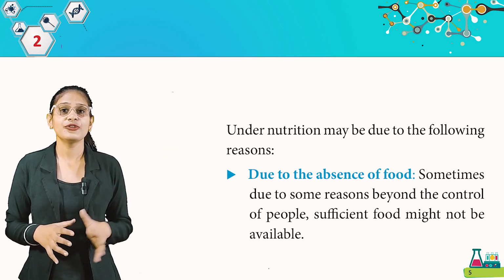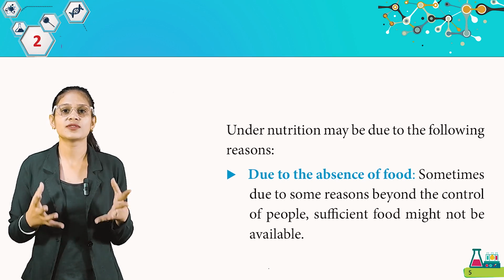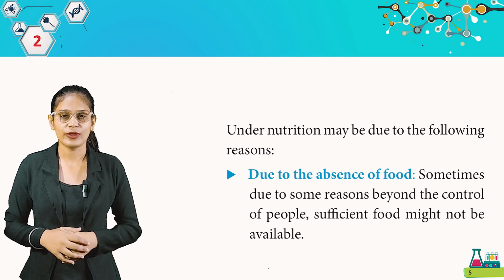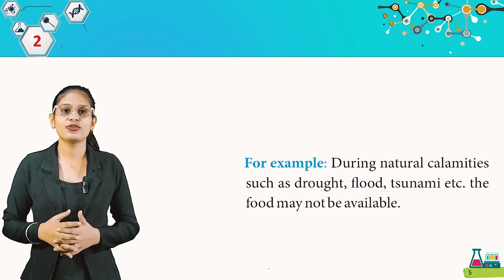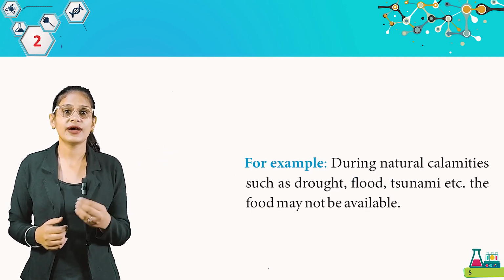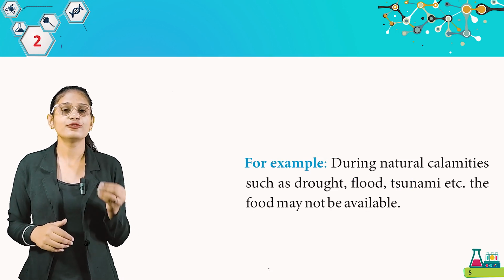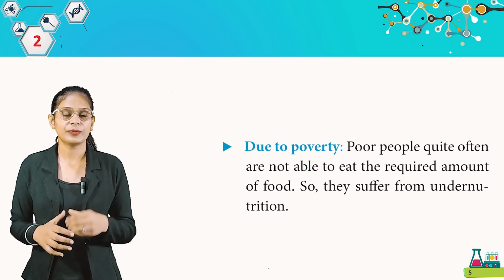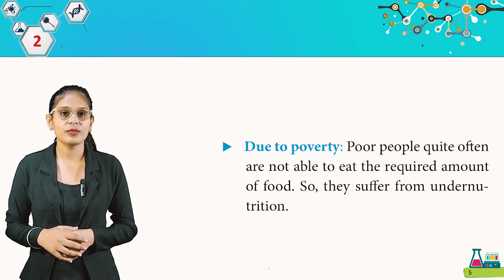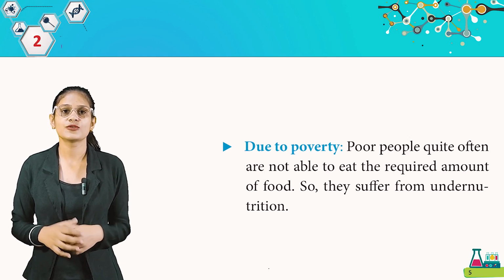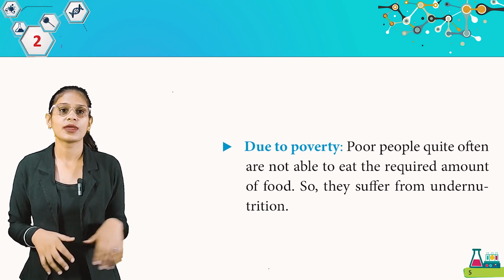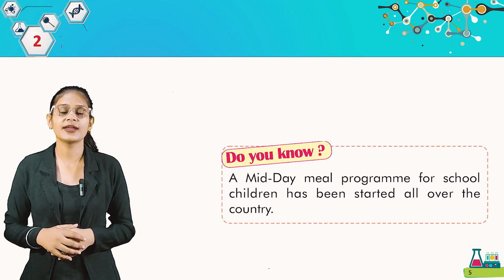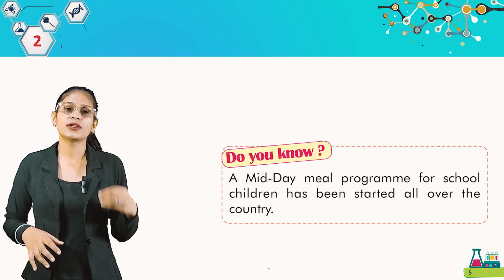Look at the first. Due to the absence of food, sometimes due to some reasons beyond the control of people, sufficient food might not be available. For example, during natural calamities such as drought, flood, tsunami, etc., the food may not be available. Second, due to poverty. Poor people quite often are not able to eat the required amount of food, so they suffer from undernutrition. Do you know, a midday meal program for school children has been started all over the country. So students, undernutrition क्या है?